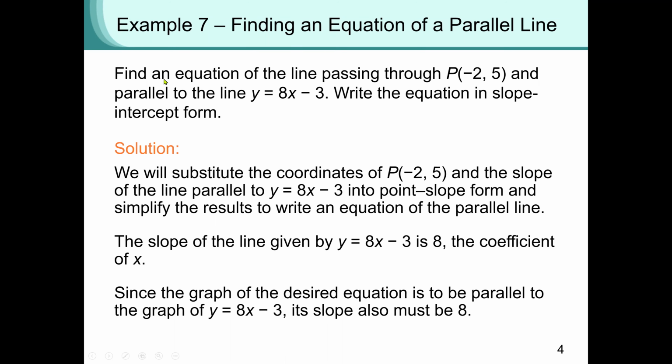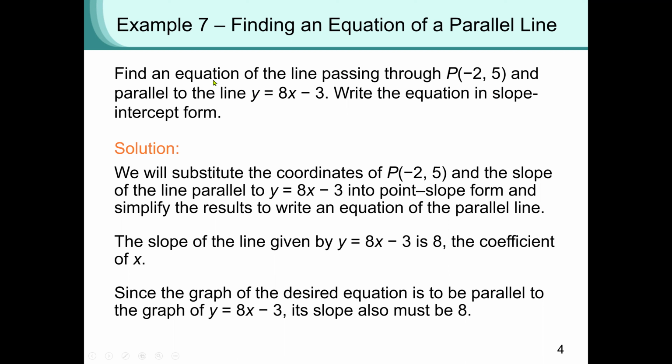In this example, they say we should find an equation of a line passing through a point, and the point has x coordinate -2 and y coordinate 5. So again, this is a two-dimensional plane. We have x and y, -2 and 5. And it's parallel to the line y equals 8x minus 3.